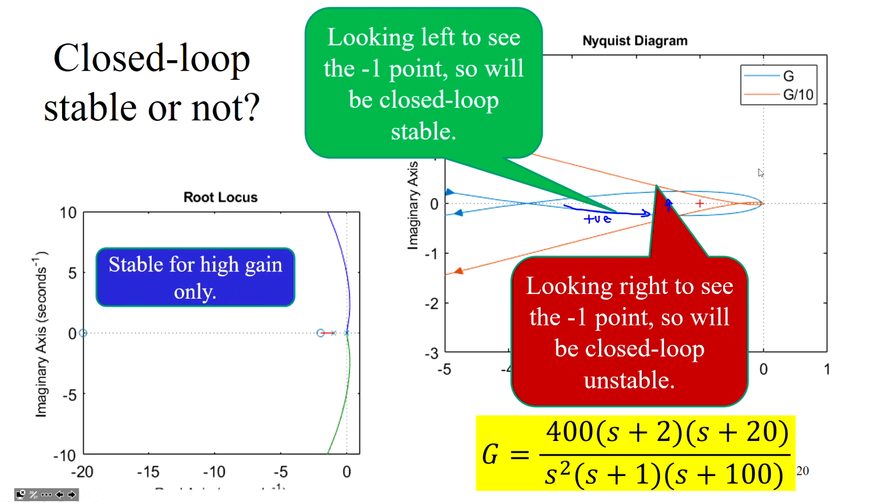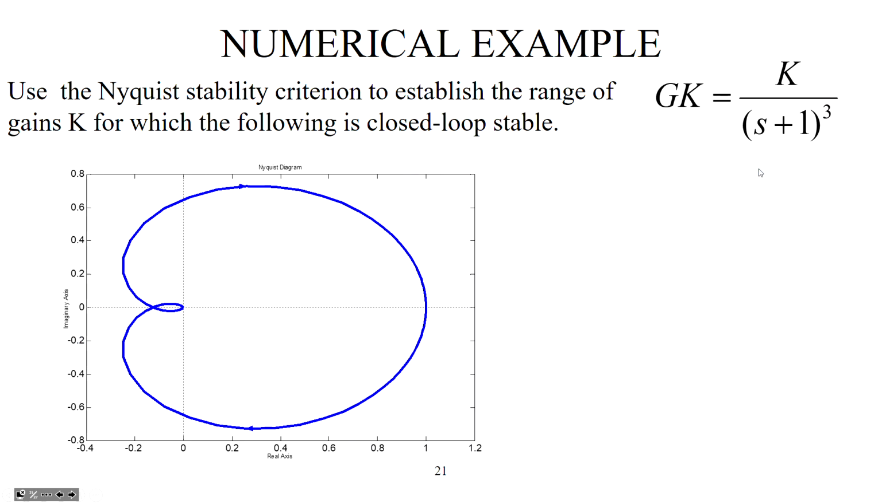And again, if you look at the root loci, you can see right half plane poles for small values of gain, left half plane poles for large values of gain. So you're getting the same insight from the root loci and the Nyquist.